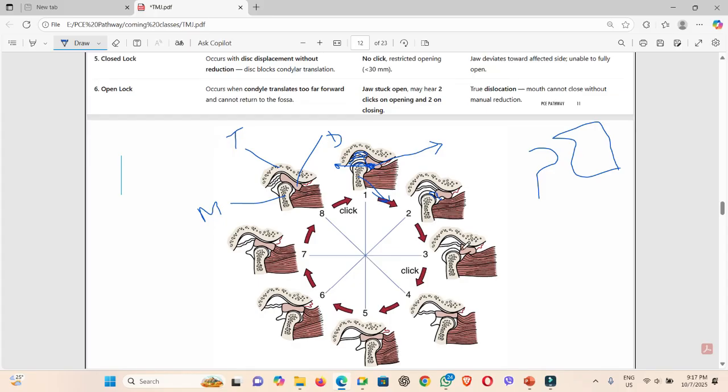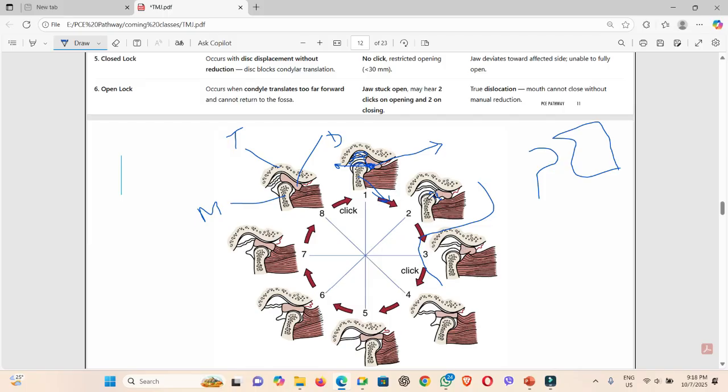See, imagine this picture. I'm just using the reference of this picture so that you guys will understand. Imagine this is the disc, which is already bulged or displaced anteriorly, right? Now the person starts opening the mouth, and instead of the condyle jumping off the disc and getting reduced, it is further compressing the disc. Got it?